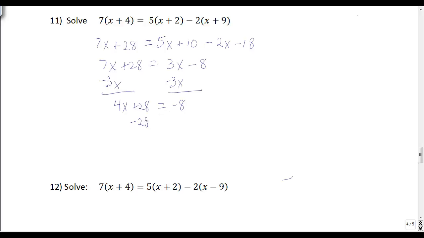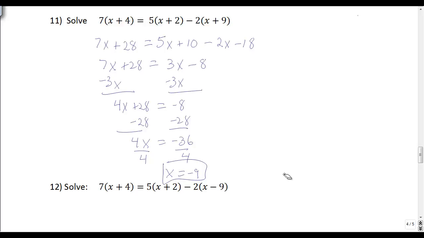Now I'm going to subtract the 28 from both sides. And I get 4x equals negative 8 minus 28 is negative 36. And then I divide by the 4, and I get x equals negative 9. So there's my answer there.